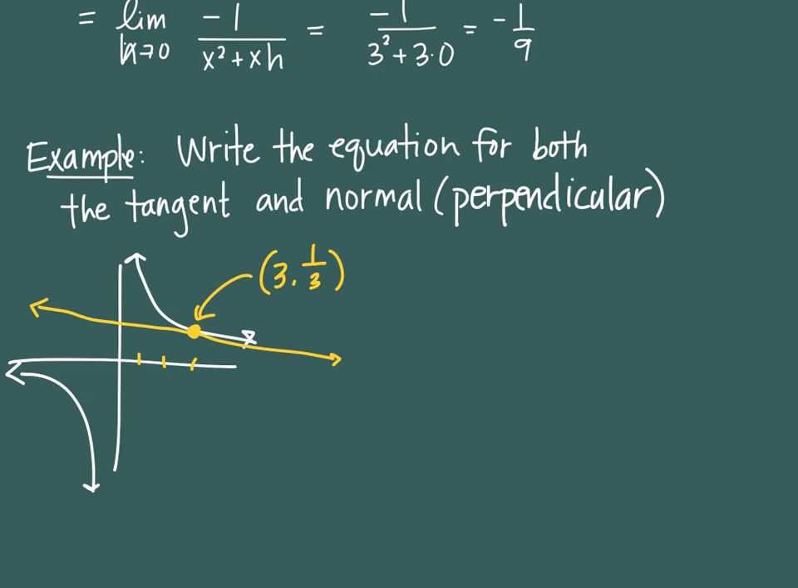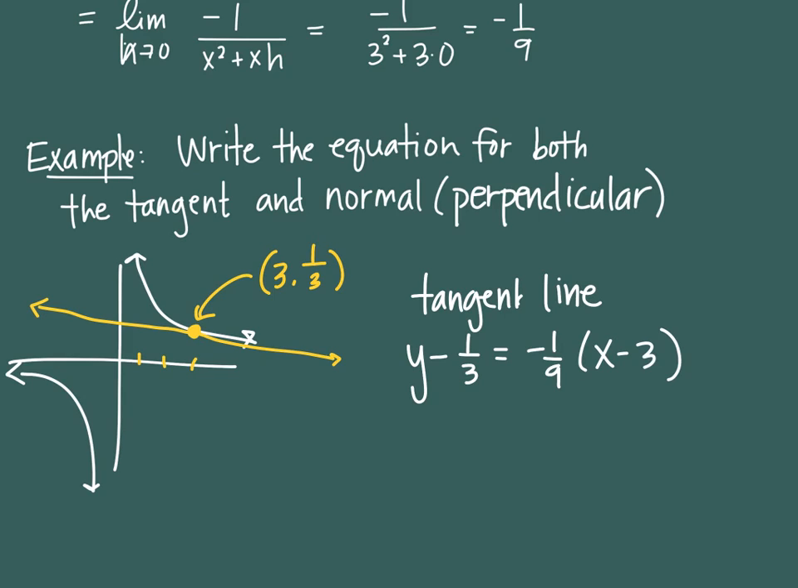So I can write the tangent line. So the tangent line is y minus 1/3 equals the slope of negative 1/9 times x minus 3. Does anybody remember the name of that format for a line? Point, slope. That is as far as you have to go. You do not need to simplify. You do not need to distribute. You can leave it in point, slope form. That's the tangent line.